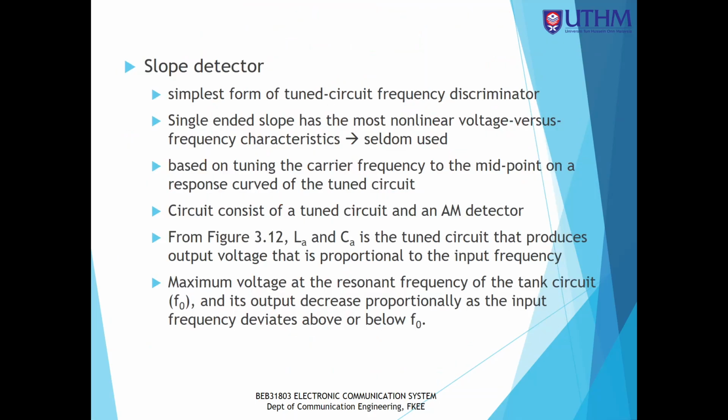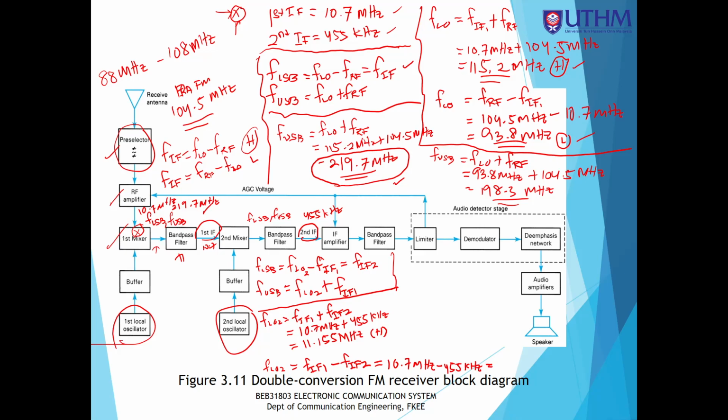Okay, and this is equal to 10.245 megahertz. So this is a low side injection. If I use a low side injection method, that means my local oscillator must be less than the input. So now we have two possibilities of LO, and it's up to us to choose when we design the system.